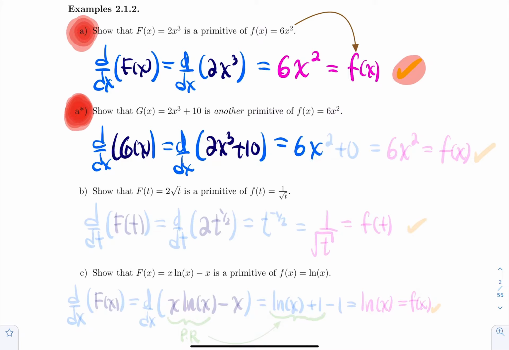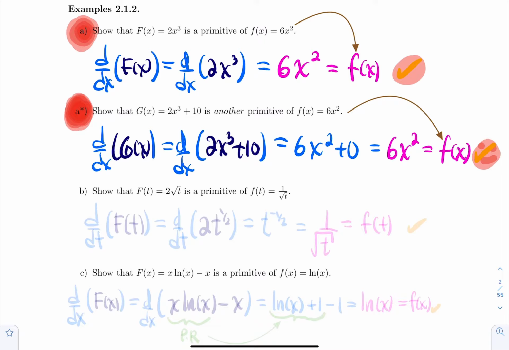6x squared, sorry. You won't see that little mistake. And the derivative of 10 is 0, which of course simplifies again to 6x squared, which is again f of x. Yes, this new function big G is also a primitive. So this should tell you right away that the notion of a primitive is not unique. You cannot say compute the primitive of a function. You can just say find a primitive of a function. Or, of course, the ultimate goal here will be to find all of them.